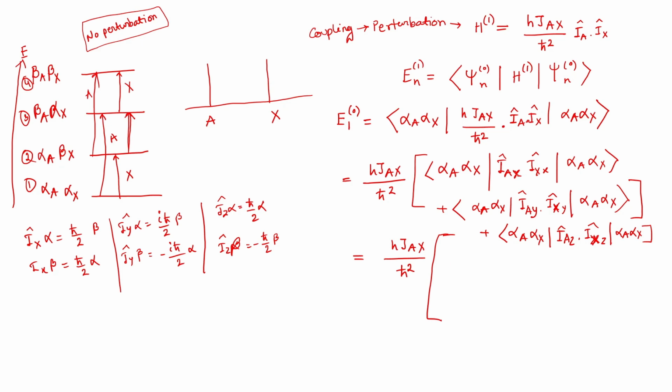So in the first case, see alpha x and alpha x. Now I A x will work on A and I X x is going to work on X. So what are we expecting? We are expecting h cross by 2 beta A for these two, and for these two we are expecting h cross by 2 alpha X, right?